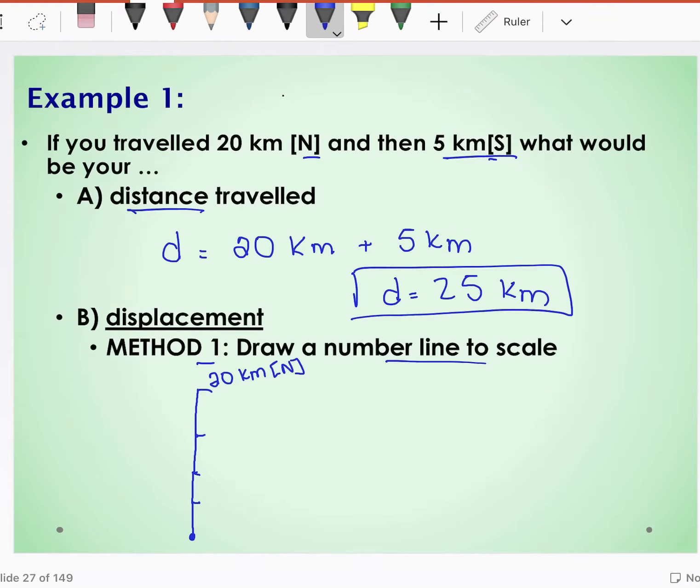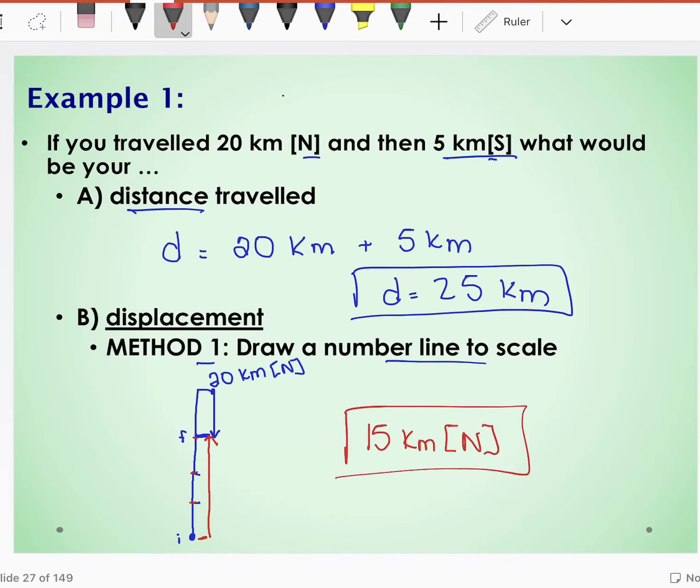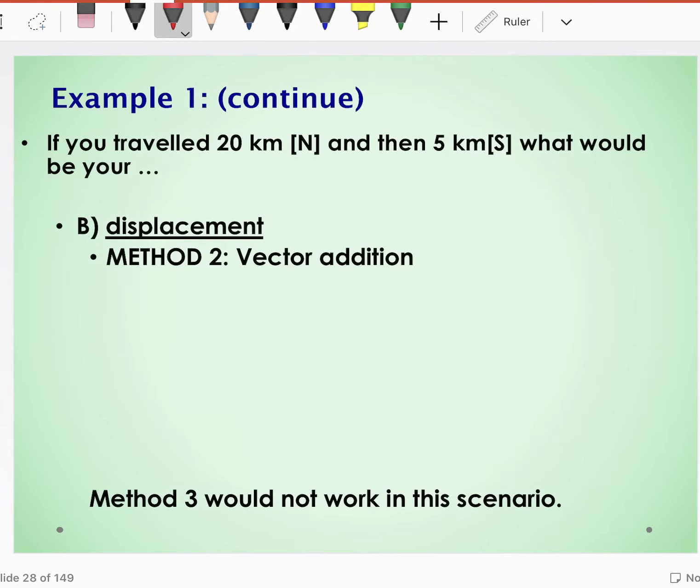I then turn around and walk 5 kilometers south. So from here where I was, I go 5 kilometers south. So I'm ending here. So if I started there and I ended here, and with my picture, each of my ticks were 5 kilometers, I'm now 5, 10, 15 kilometers north. So that's one way to just figure out displacement. Just draw yourself a picture and think about it. Okay, logic it out.